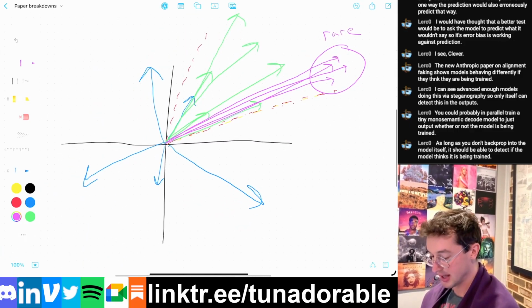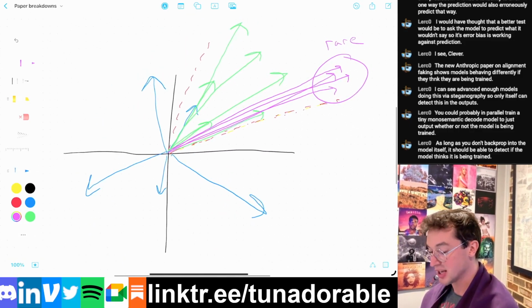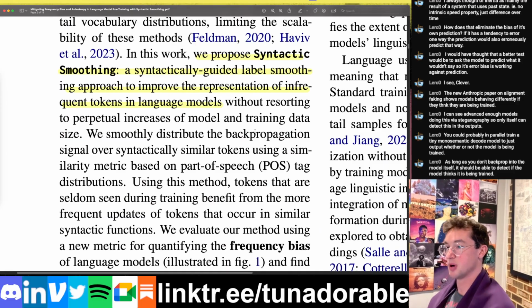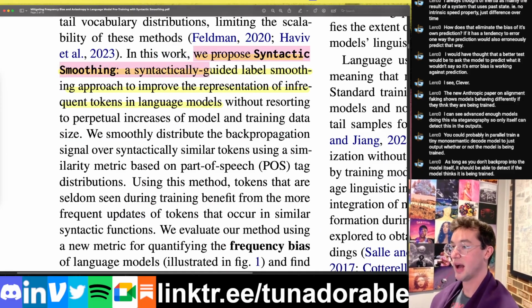And the idea here being that separation in embedding space corresponds to actual semantic similarity or difference, right? Now, in this paper, they propose syntactic smoothing, a syntactically guided label smoothing approach to improve the representation of infrequent tokens in language models, with the hope being that they stop all clustering together like that, right? And that the model learns more semantic information about those tokens and then can use them better downstream, right?